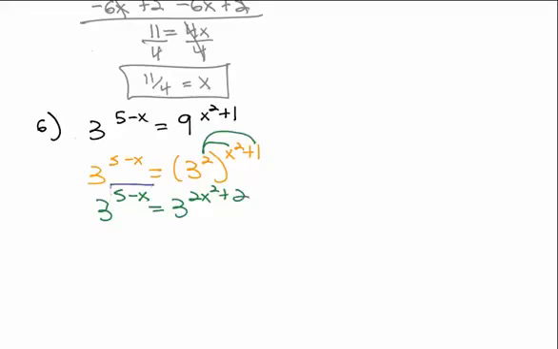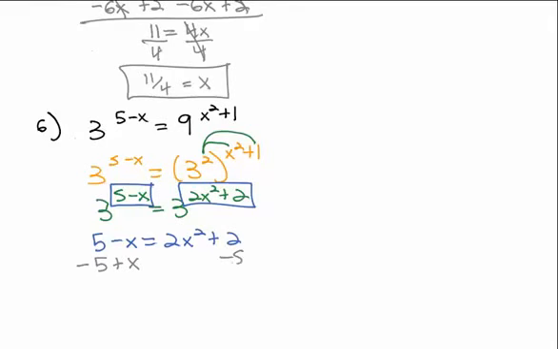And now if the bases are equal, the exponents must also be equal. So we have 5 minus x is equal to 2x squared plus 2. This problem having both x's and x squareds in it, we need to get everything on one side, so we'll subtract 5 and add x. It's going to give us 0 equals 2x squared plus x minus 3.